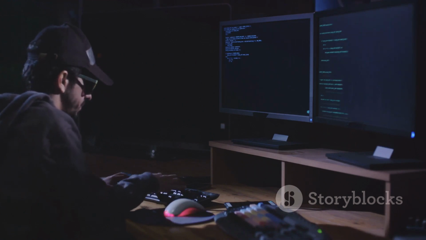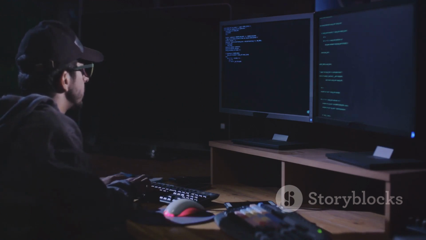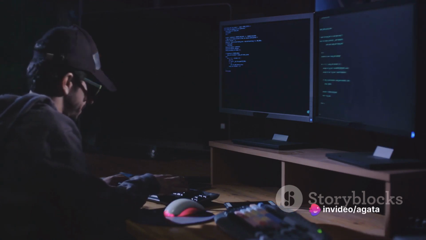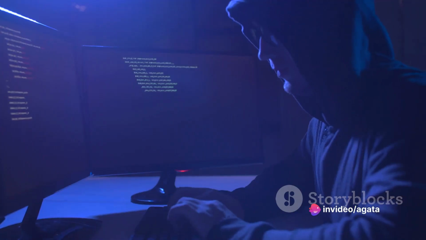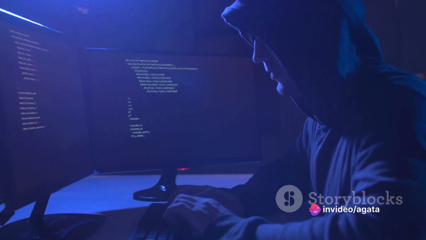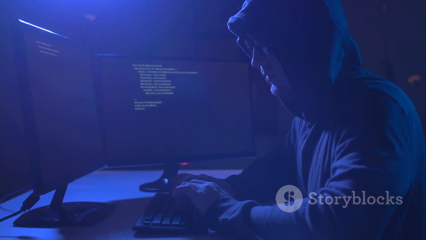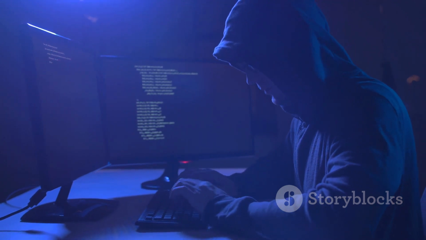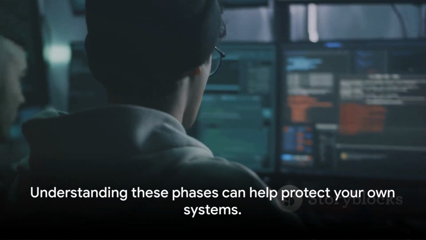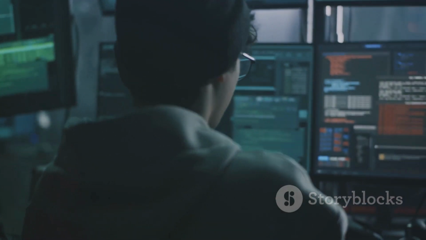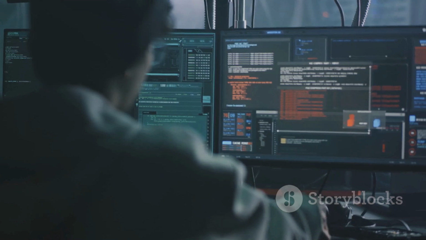After gaining access, maintaining that access is the next step. This involves setting up backdoors, ensuring that even if the initial breach is discovered, the hacker still has a way in. Finally, covering tracks. This is all about misdirection and deception, erasing evidence of the breach and making it difficult for anyone to trace back the attack. Now you have a glimpse into the methodical world of hacking. Remember, knowledge is power, and understanding these phases can help protect your own systems.